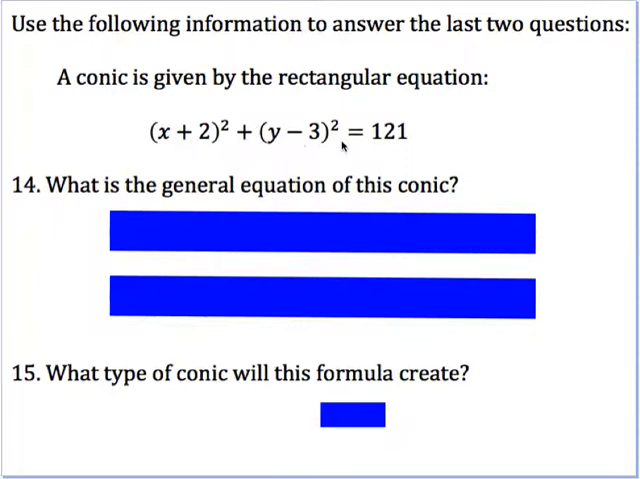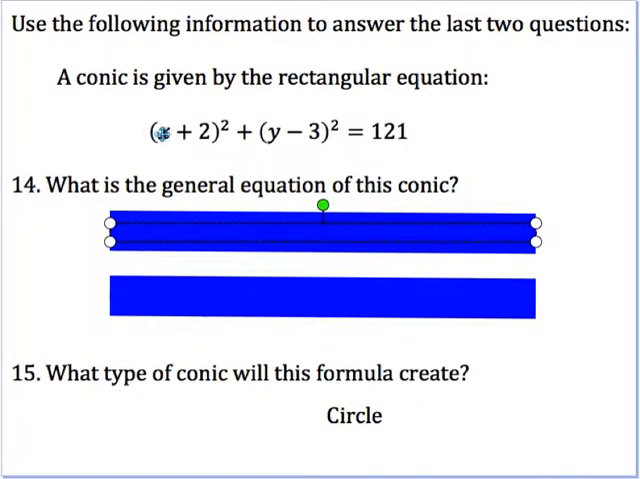If you look at this, because of the format you have here in the rectangular form, because you have 121 here, or just any number by itself, and no fractions here, then this is going to be a circle. Okay, there we go. It's a circle. All right, so then let's go ahead and figure out the general form of the equation.